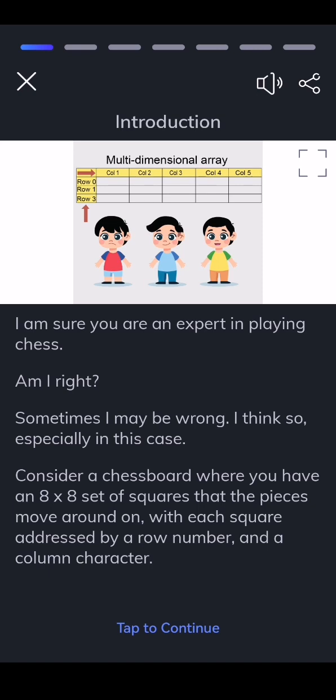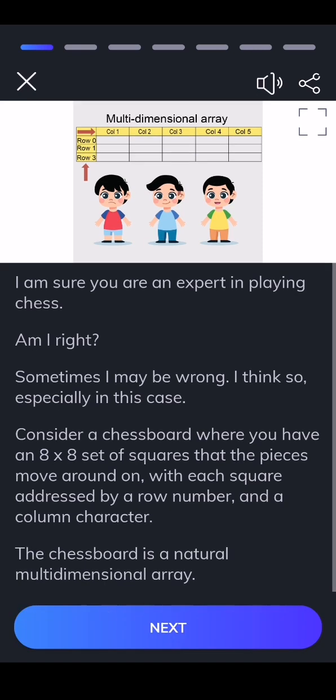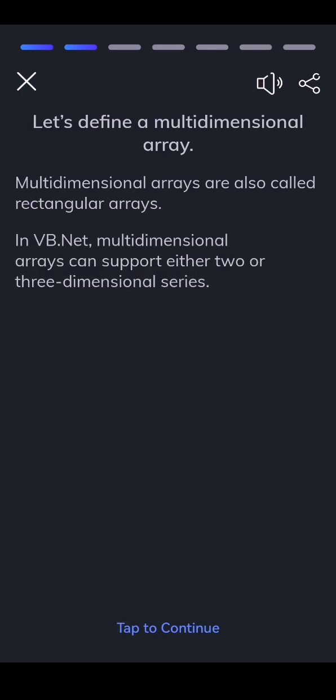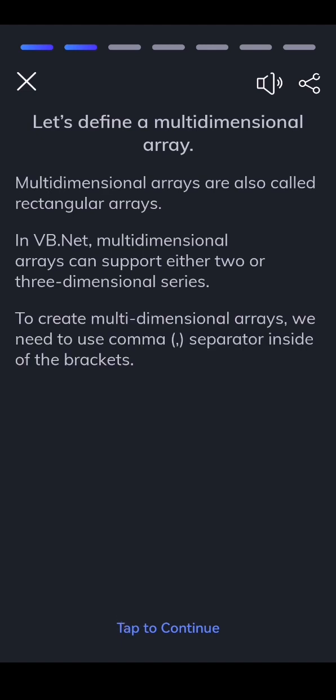Consider a chessboard where you have an 8x8 set of squares that the pieces move around on, with each square addressed by a row number and column character. The chessboard is a natural multidimensional array. Multidimensional arrays are also called rectangular arrays. In VB.NET, multidimensional arrays can support either 2 or 3-dimensional series. To create multidimensional arrays, we need to use comma, separator inside of the brackets.